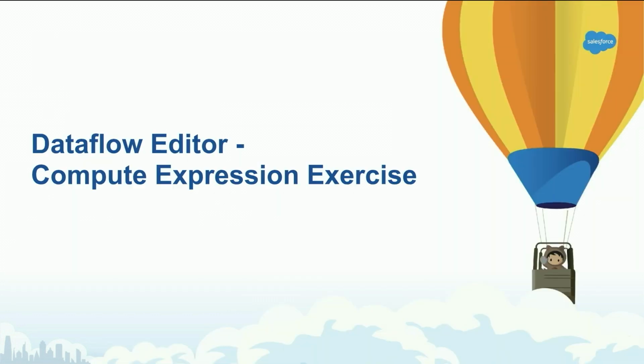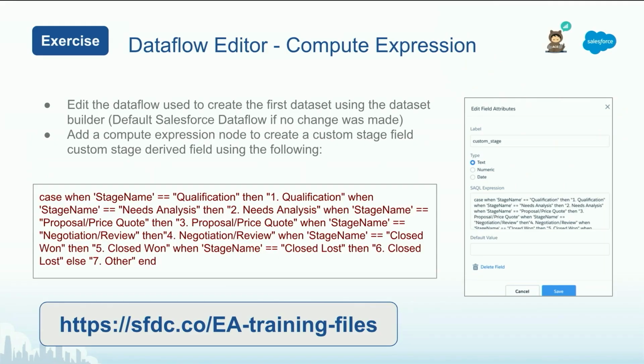So we are going to cover a compute expression exercise, the simplest form of creating derived fields. Before going through the exercise, let me walk you through the slides. So we are going to create a compute expression that's going to create 3 fields. One is the custom stage order that we already did in other ways.